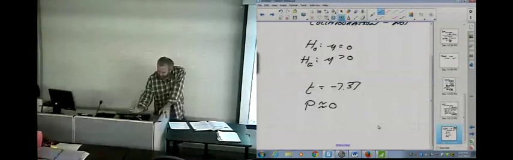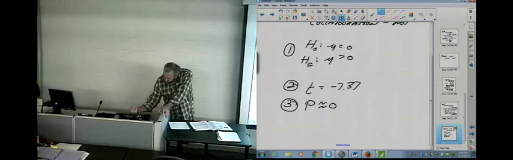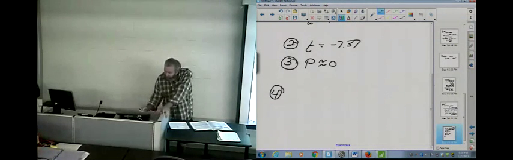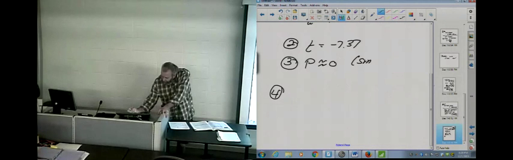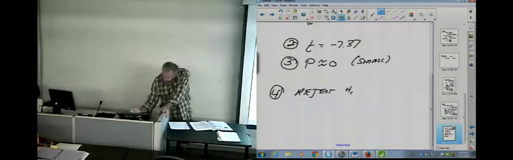There's your 1. There's your 2. There's your 3. 4. What do you want to do? Is that a small p-value? It don't get no smaller than that. You want to reject H naught.